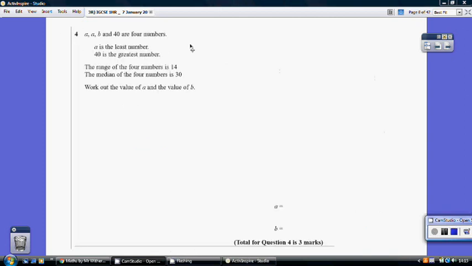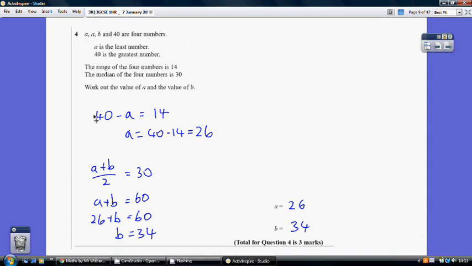Question 4. Now we're told the range of the 4 numbers is 14. The range is the biggest number, 40, take away the smallest number, a. So 40 take away a equals 14. From that, we can just add a to both sides, take away 14, and work out that a must be 26.